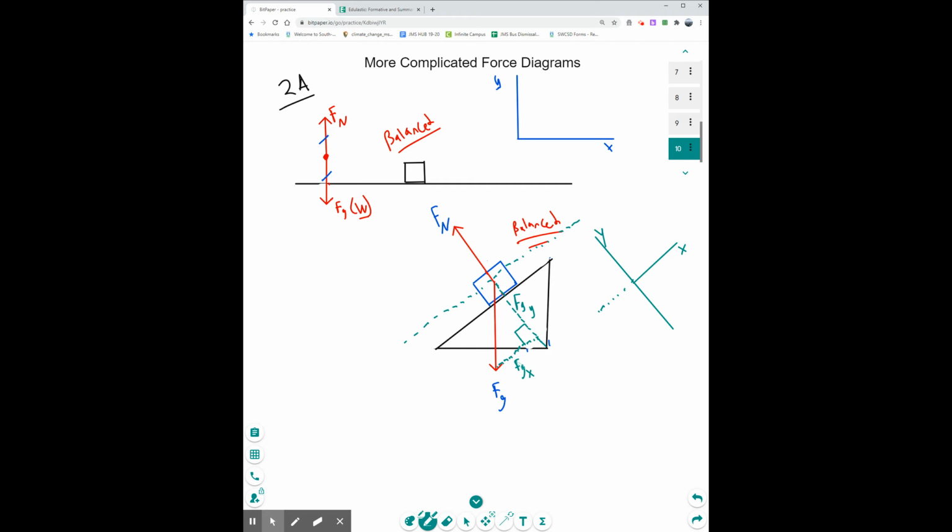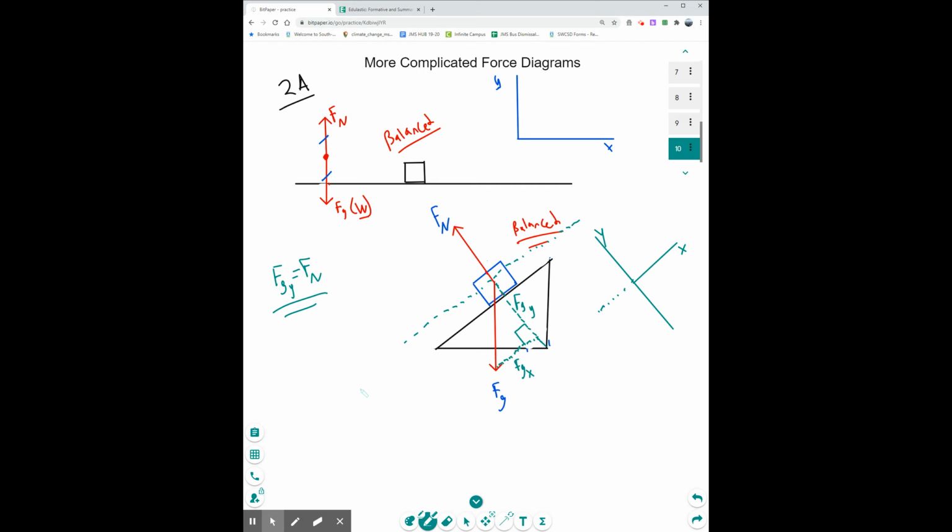Now, here's what we know must be true, okay? We know the following information must be true. FG in the y must be equal to F in, right? Because if they were not equal to each other, then the box would be shooting off of the ramp, or it would be getting smashed into the ramp, which it's not doing either of those things. So this must be a true statement.